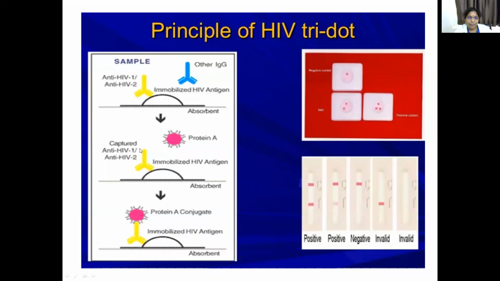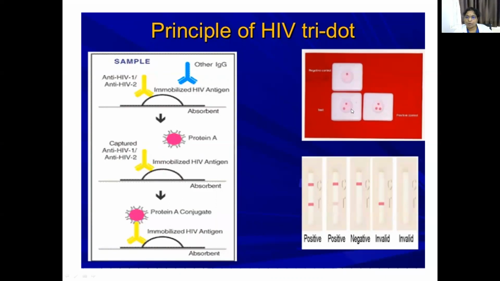So after adding the patient serum and buffer, if the patient sample has HIV antibody, HIV1 antibody or HIV2 antibody, it will bind to the protein A. That complex will bind to the antigen present in the adsorbent pad. Okay, that is the principle of HIV TRIDOT. We get dots like this.